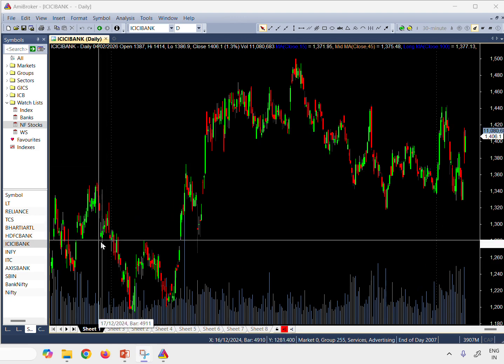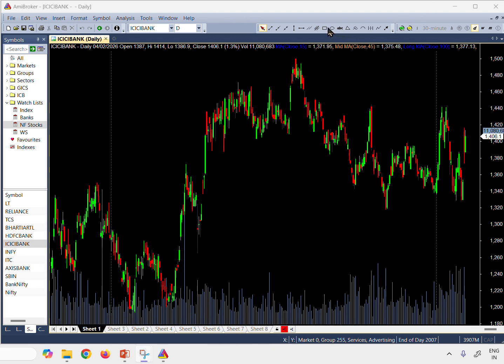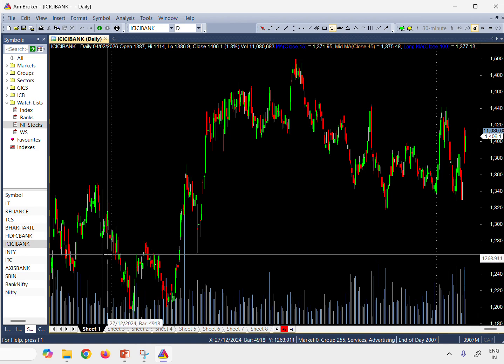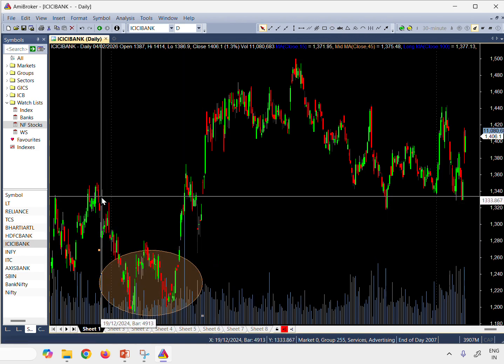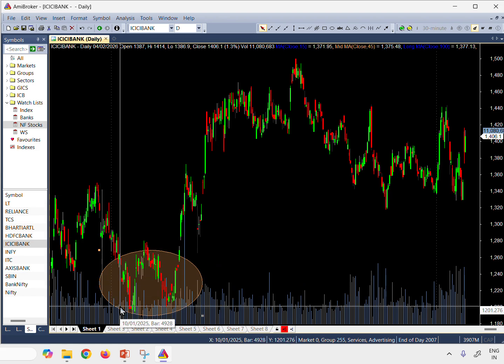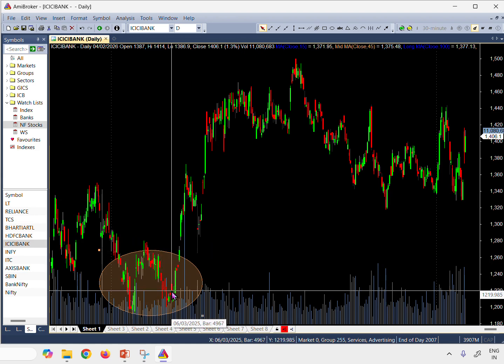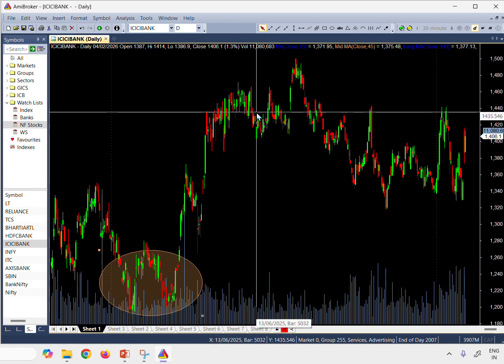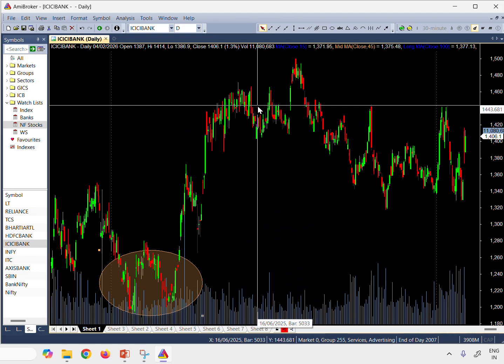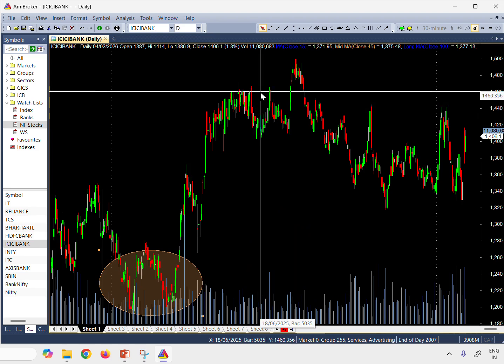This is again ICICI Bank. Here we can see in this chart, this was probably a double bottom. The prices were in a downtrend from 1335 till they touched the 1201 or 1200 level, and then twice they touched this support level, and from there prices bounced to the 1460, 1470 level. So this was ICICI.